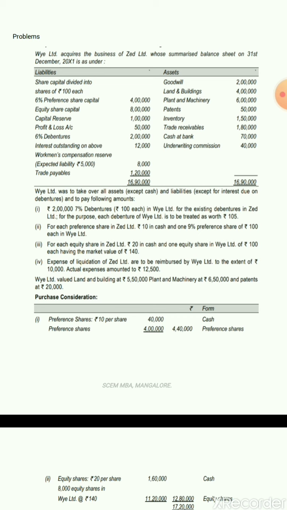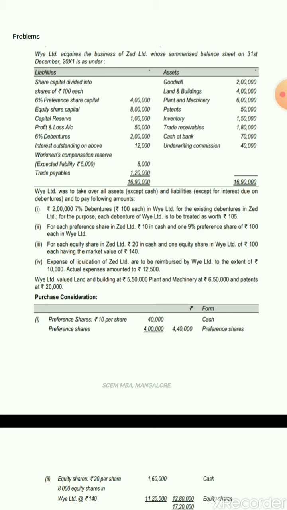Then the balance sheet of Z Limited, the transferor company, is given. So, we have liabilities and assets. We have share capital divided into shares of rupees 100 each, then 6% preference share capital and equity share capital. We may have to know the number of shares. To find out the number of preference shares, we would do 4 lakh divided by 100, so we would get 4000 preference shares. And to find out equity shares, we would do 8 lakh divided by 100, so we get 8000 equity shares. It is something which you may have to note.